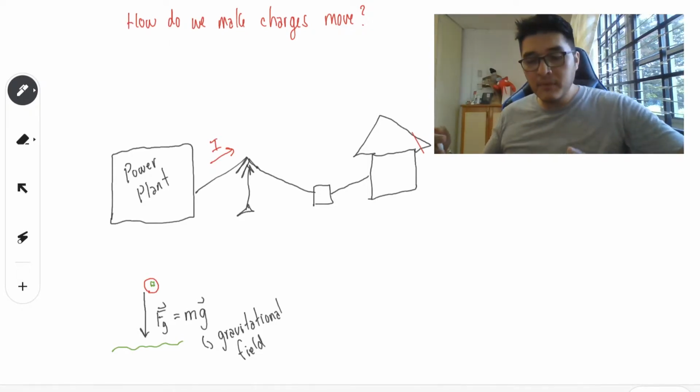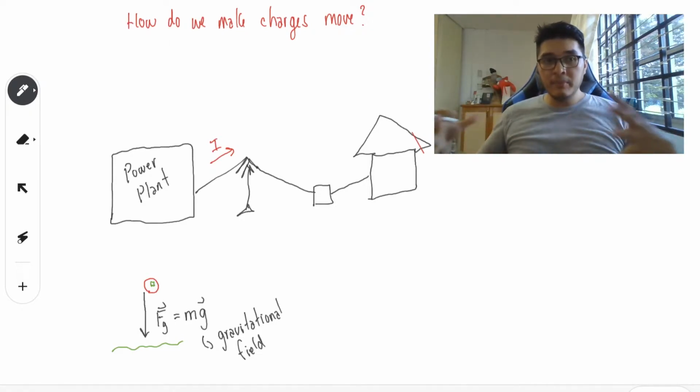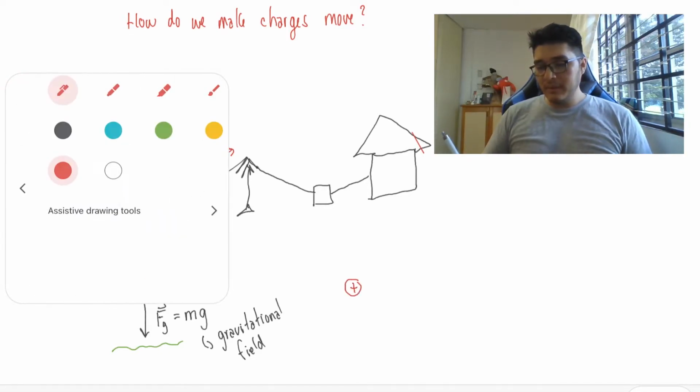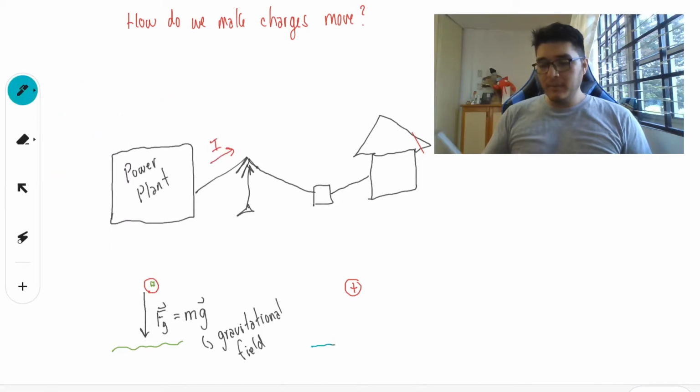So we were saying before that there's a field present in space due to the mass, and whenever another mass comes in the field, it activates the force. Then this force makes the object move. So if we were to think about charges, what are we going to have?